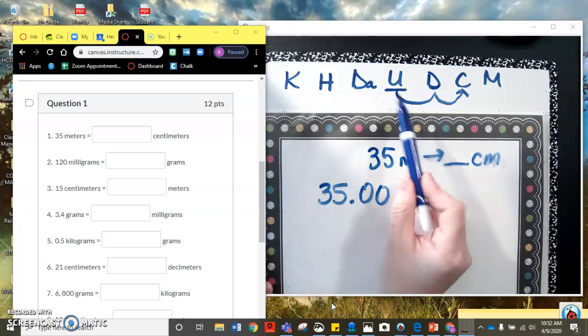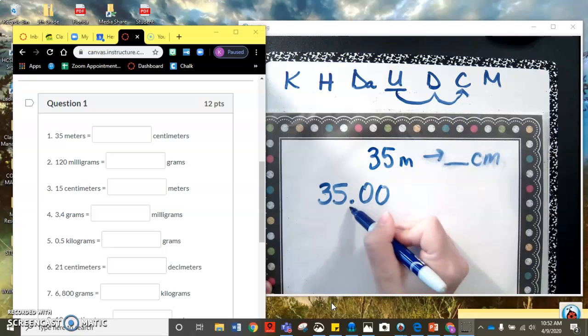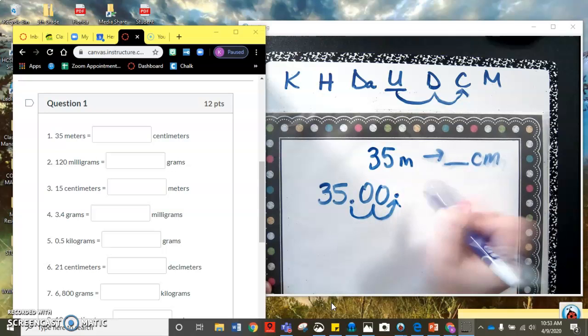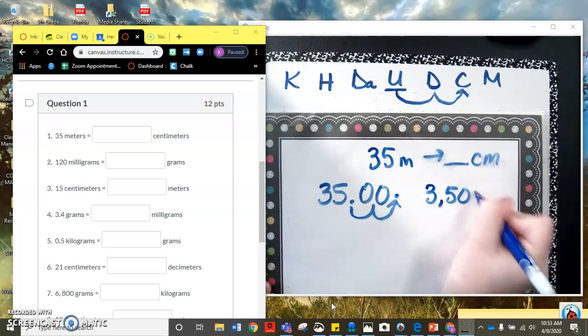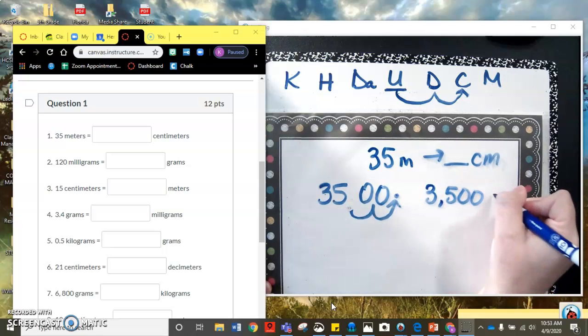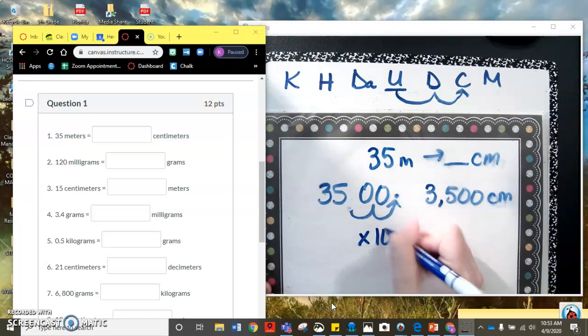So we learned that we want to move 2 spots to the right, so I'm going to do that down here as well. I'm going to take my decimal point and move it 2 spots to the right. So when I do that, my new number now is 3,500 because I moved the decimal from there to the end of the number. So there are 3,500 centimeters in 35 meters. So notice that that is also the same on my chart as multiplying by 100.